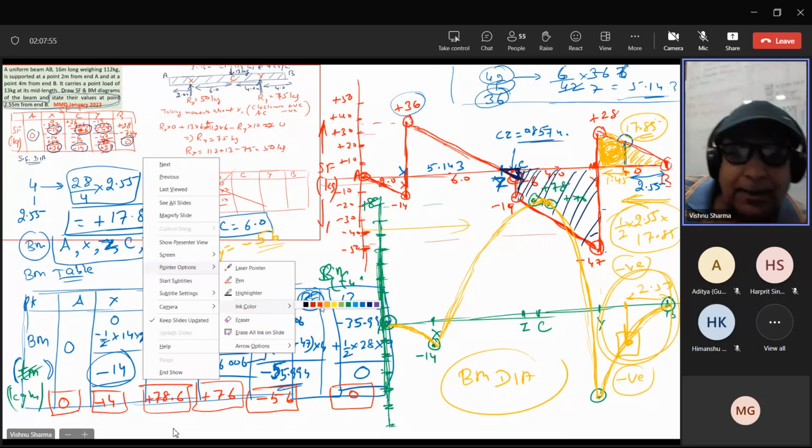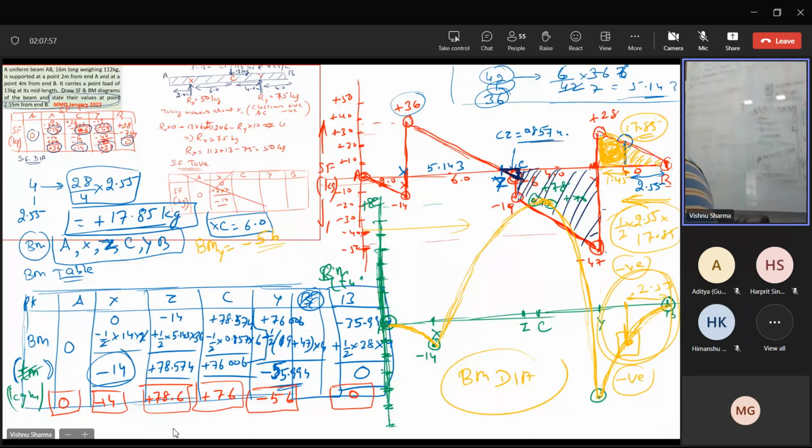Now I'm taking the black marker. Let this point be P. The way you calculated BM at all the points A, X, Z, C, Y, now I want you to calculate BM at P. How will you calculate BM at P, beta? It will be BM at Y plus the area of the trapezium. Yes or no? Yes, sir.